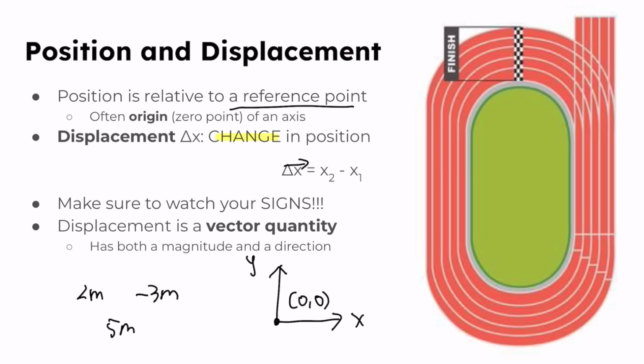For example, let's look at the running track on the right here. Let's say you start at this line over here. If you make a complete loop around, your distance might be 400 meters usually, but your displacement would be 0 because you're at the same place where you started. So displacement is not the same as distance either.